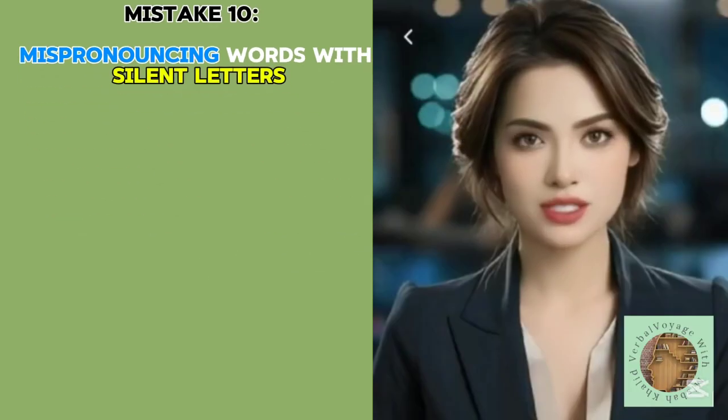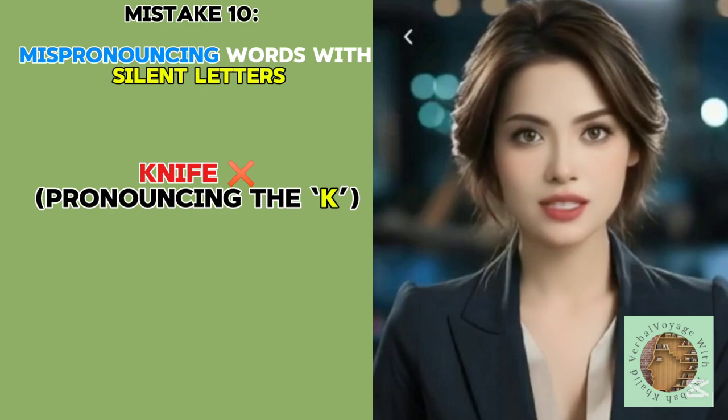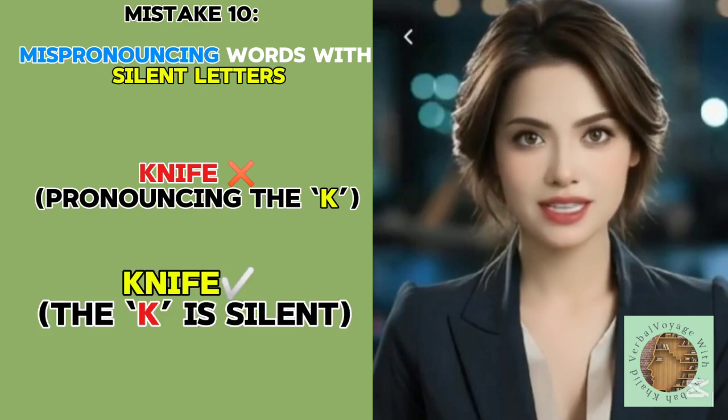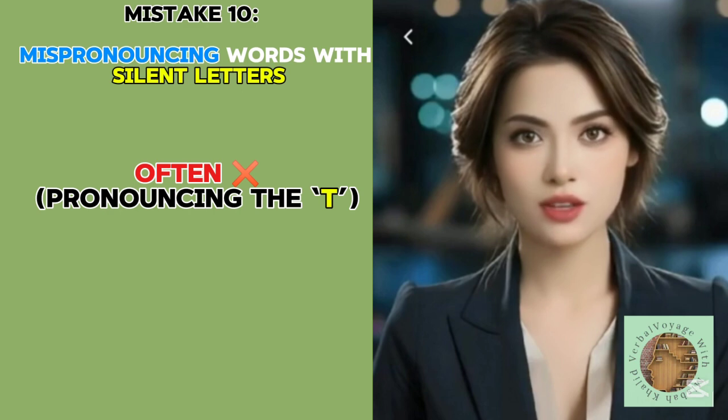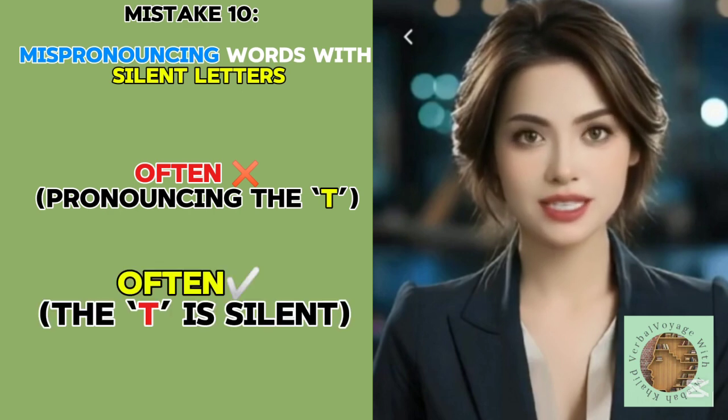Many English words contain silent letters, and learners often make mistakes by pronouncing them. For example, knife is incorrect, knife is correct. The K is silent in this word. Often is incorrect. Often is correct. The T is silent in this word. Tip to remember, pay attention to silent letters. Practice listening and imitating native speakers.